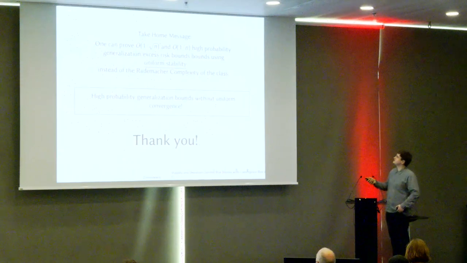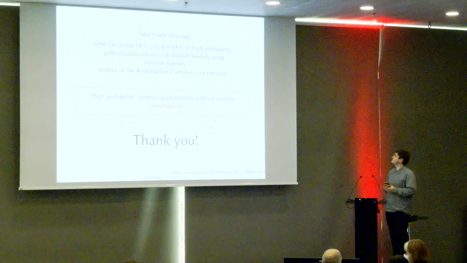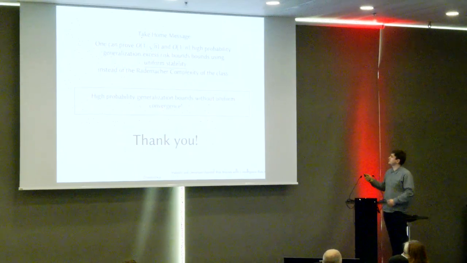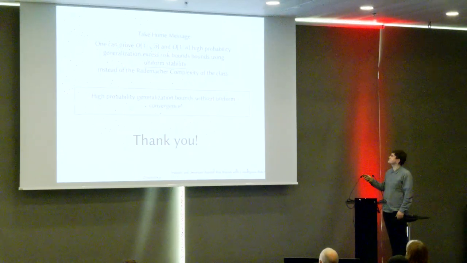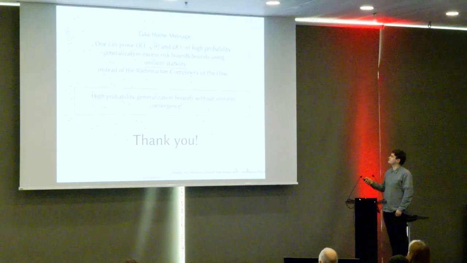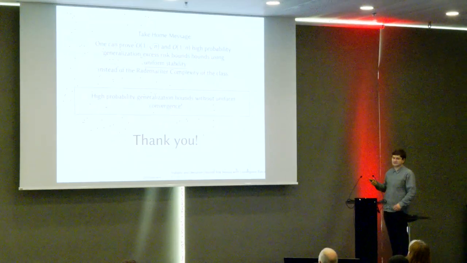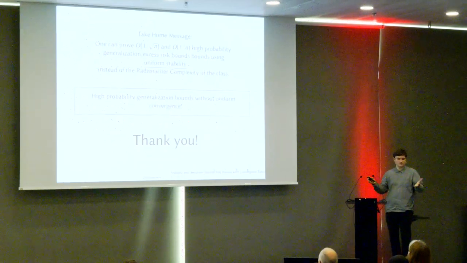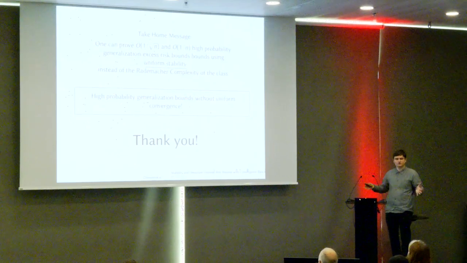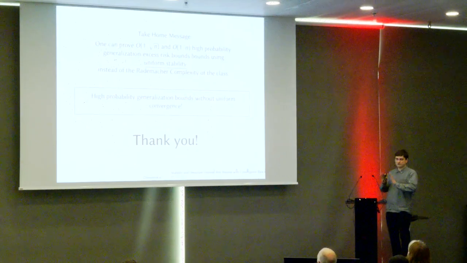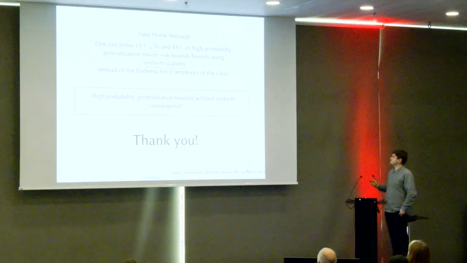I think I'm almost done. We can prove 1 over square root n and 1 over n high-probability generalization bounds. High probability is one of the important contributions here. These are bounds using uniform stability instead of anything classical. People use Rademacher complexity, uniform convergence, etc. Here, only the stability of the algorithm is computed and analyzed.